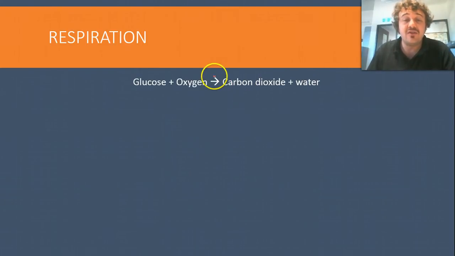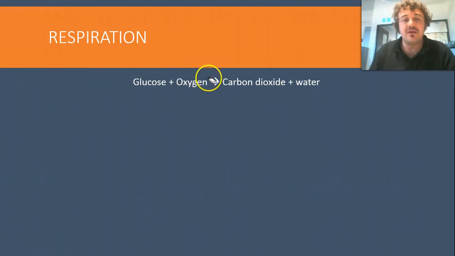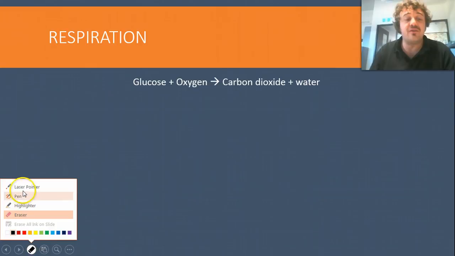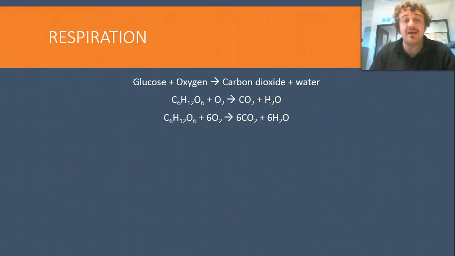Now, if you were to put the arrow the other way, you've got what we call photosynthesis. So respiration and photosynthesis are opposite reactions. So here we have glucose plus oxygen. This is you burning the energy that you've stored, burning the food that you're eating, gives you carbon dioxide. This is the air we breathe out, and water, which we also breathe out as a vapor. So let's balance it.